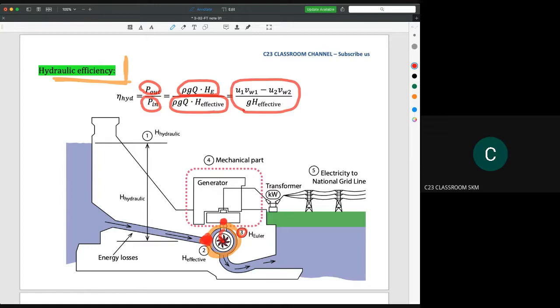If you see this equation, you will find that it is actually the reverse of the equation for manometric efficiency. In manometric efficiency, you have GHM over U2 V2 minus U1 V1. But for hydraulic efficiency, the equation is quite similar, but the sequence is reversed. So you will have U1 V1 minus U2 V2 over GH effective.